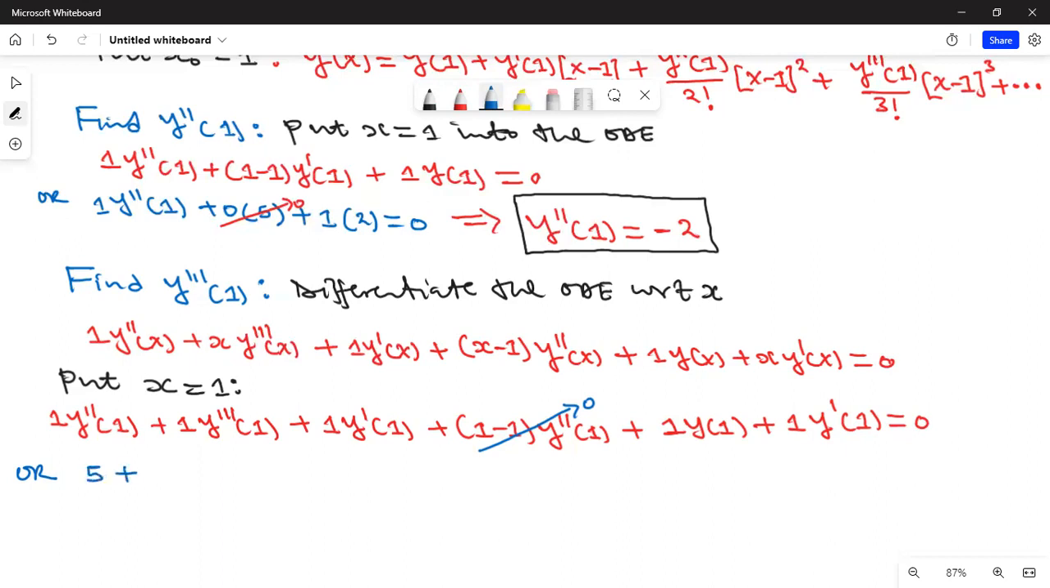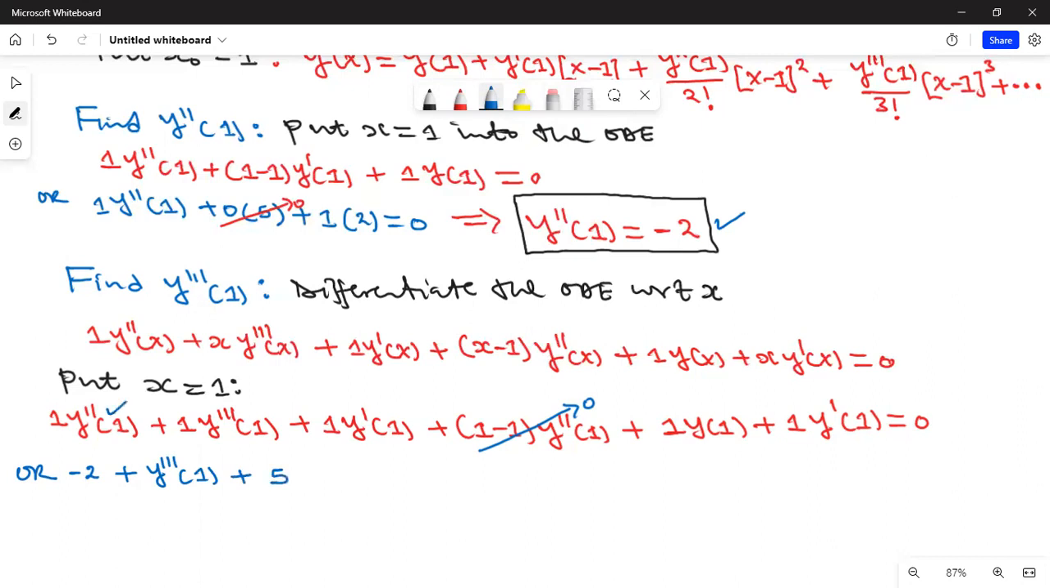Plus, what about y third prime? We don't know. No. Here it is y double prime. Y double prime, we got -2. Don't confuse. So let me rub what I've written. Here it is -2. It is y double prime, not y prime. So don't make those slight mistakes. So this one is -2. Y third prime, we don't know. Y prime, we got 5.